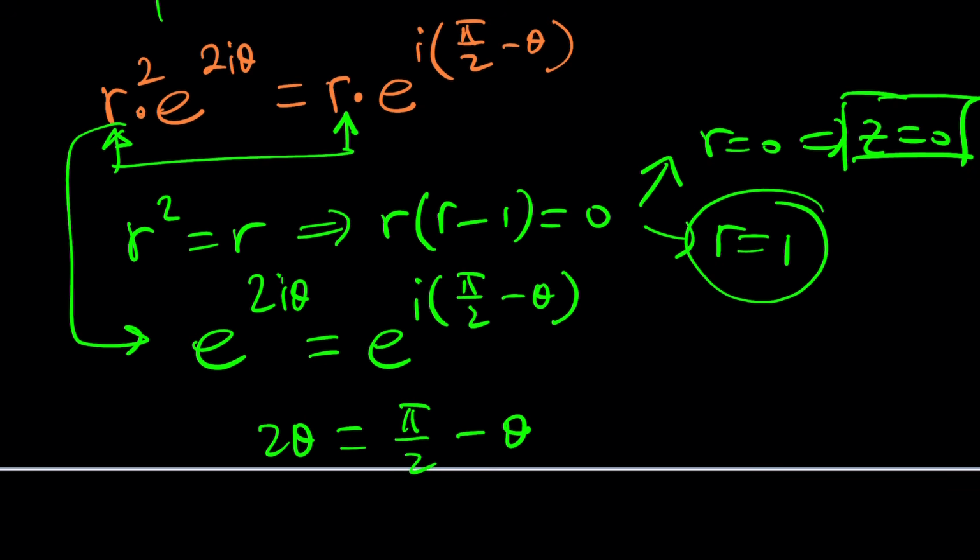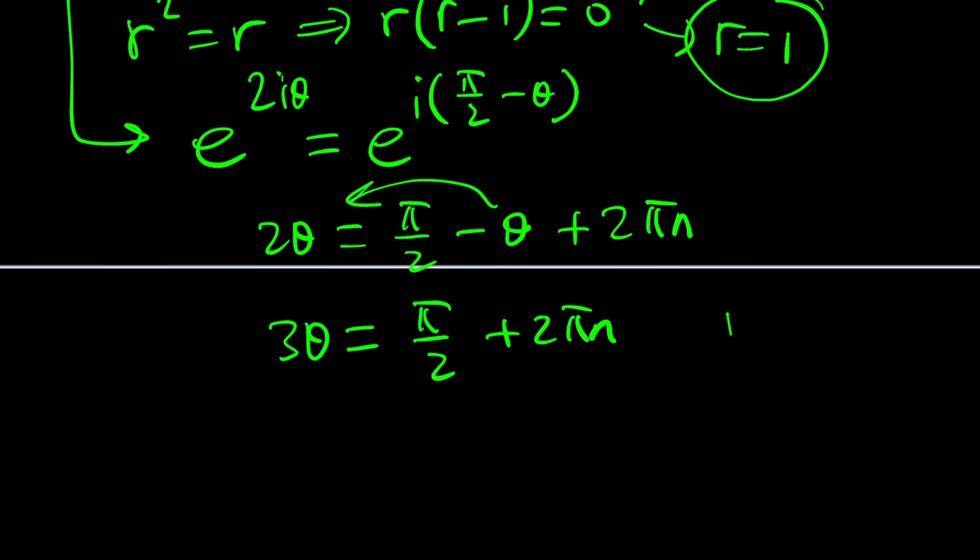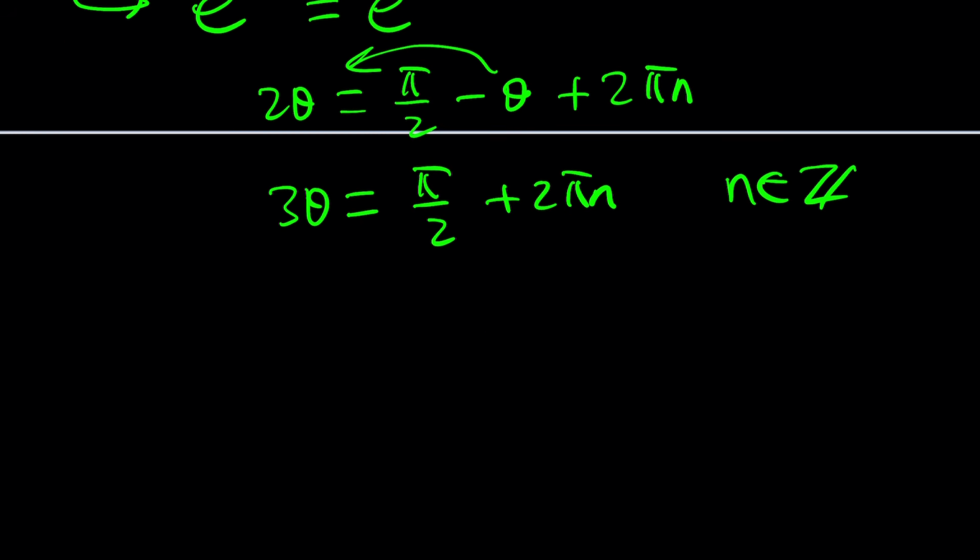But here's the catch. You have to make sure that you include all multiples of 2π, because two angles can have the same value, same exponential, same sine, cosine, when they differ by a multiple of 2π. Because 2π just gives it a rotation and brings you to the same point on the unit circle. Great. Now let's put the thetas on the same side. This will give you all the solutions. And n is an integer, needless to say, but I still said it.